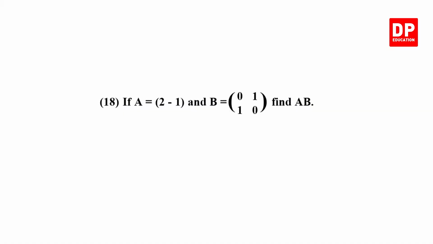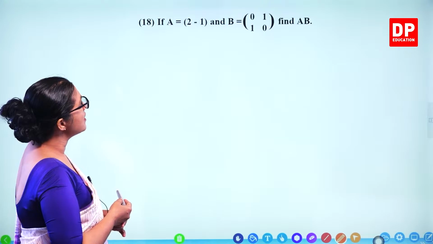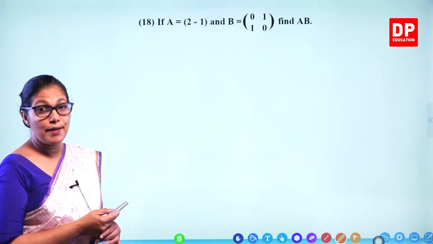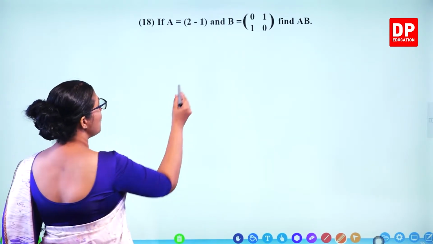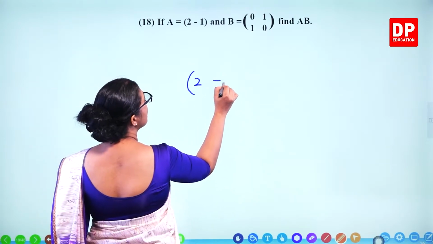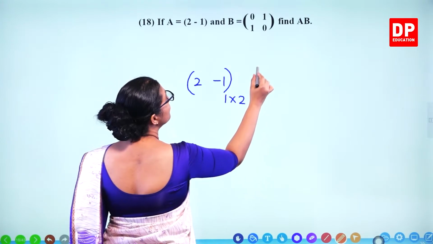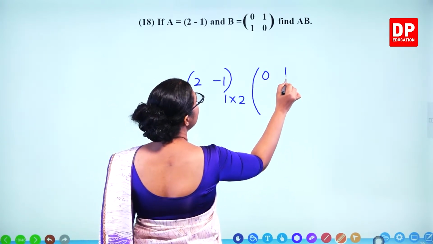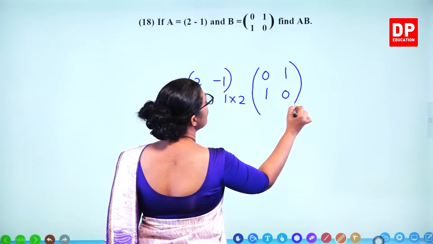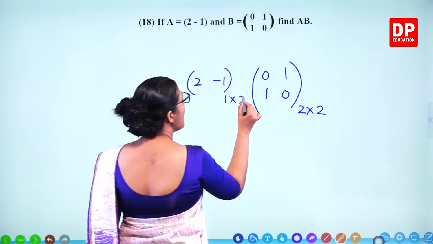Question number 18. If A equals [2, -1] and B is this, find AB. So matrices, how can we multiply? First check the size. A is 1 by 2. B is 2 by 2. So we can multiply.